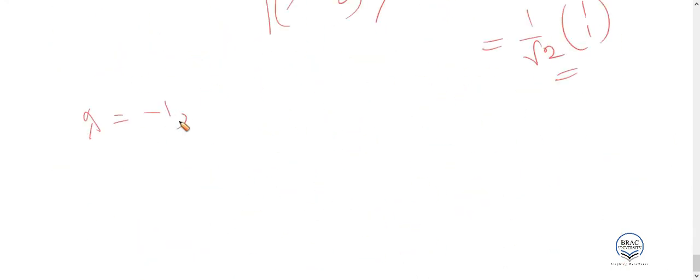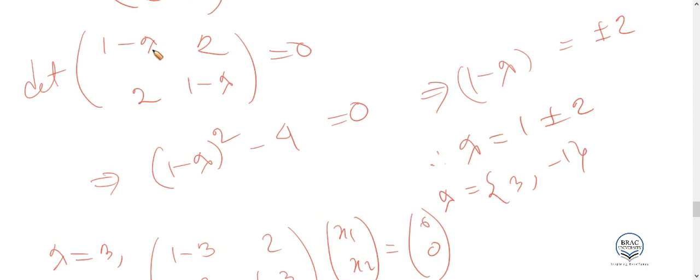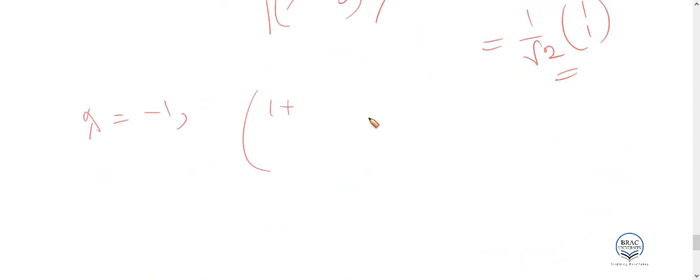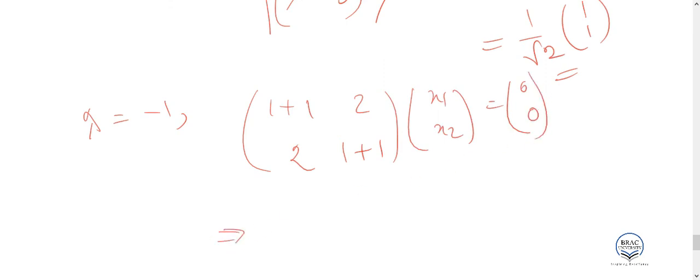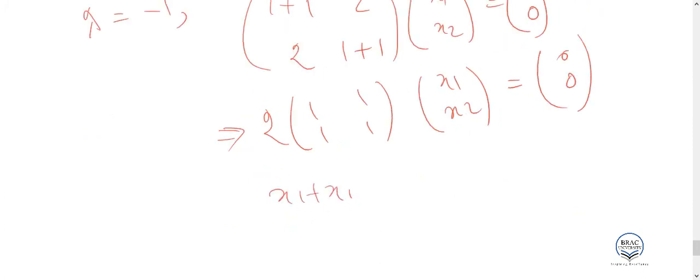-1. So let's try for lambda equals -1, and now you will have 1 plus... because it had the following form over here, 1 minus lambda, right? So lambda is equal to -1, so that should give me 1 plus 1, 2, 2, and 1 plus 1. So again x1 and x2, and you have 0, 0 over here, and you will have 1, 1, 1, 1 over here. 2 is factored out, x1, x2, 0, 0. If you multiply again, this will just give you x1 plus x2 equals 0.